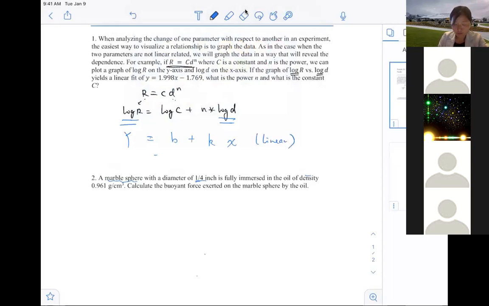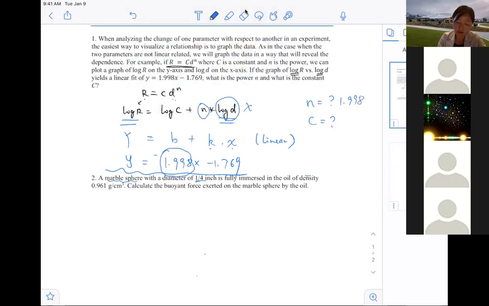And as your data reflected, you got this equation. So from this data, can you tell me what is your N and what is your C? First of all, can you tell me what is your N? Is it 1.998? Yes, that's just the slope, right? The slope times X, this is your X, and N is your slope. So N is 1.998. So now we have found N using our data.